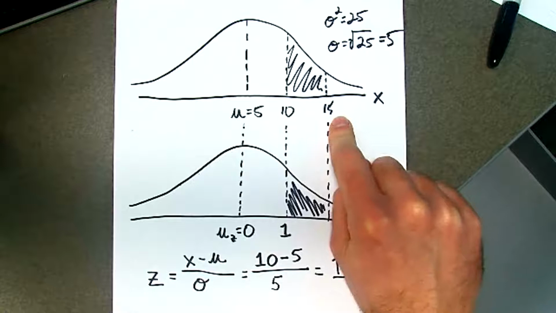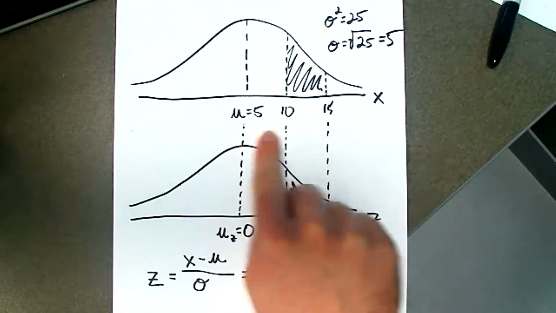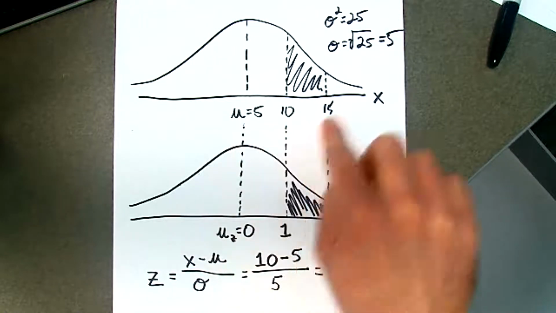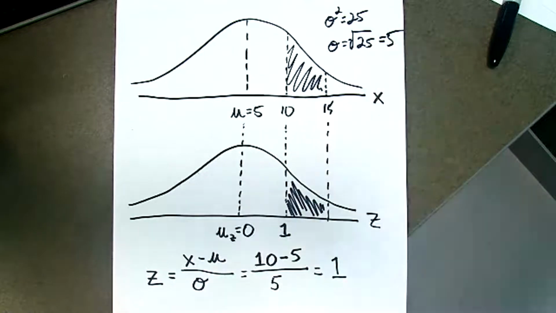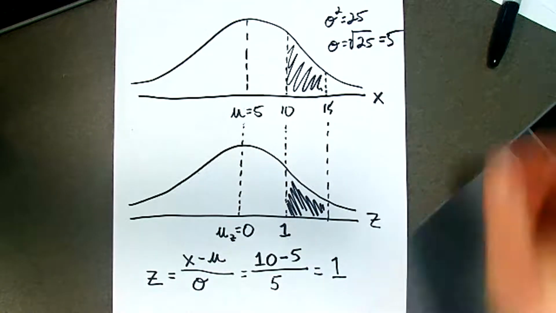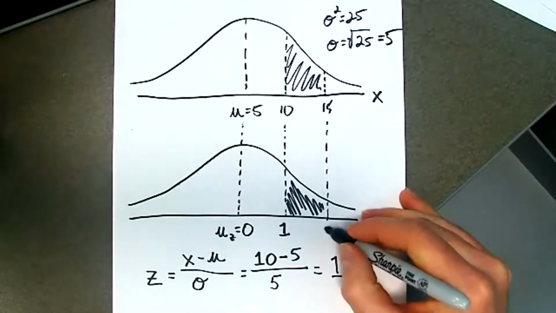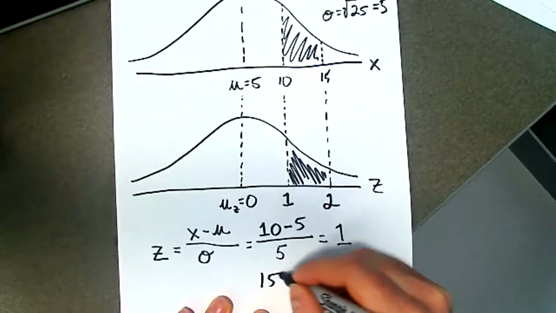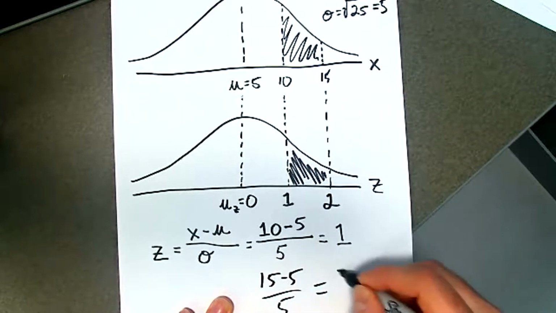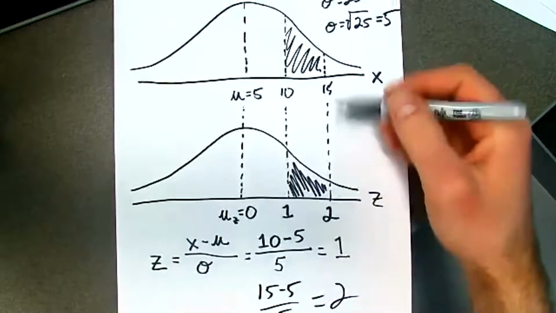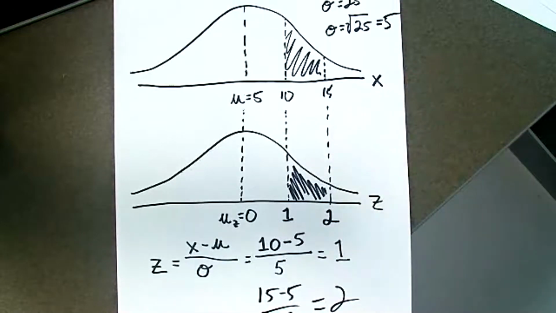If I look at 15, it's 10 away from the mean. How many standard deviations is that? Just 2. Now, if I plug the values in, sure enough, I'll end up figuring 15 minus 5 over 5. I end up getting that z-score of 2. But with these easier numbers, it's a little bit easier to think about.